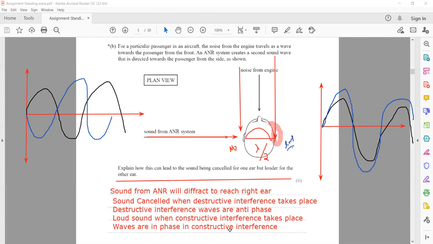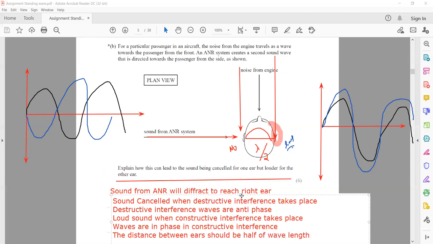So the distance between the ears should be half of the wavelength. Is it clear? Discussion about ANR. Any doubt in this?